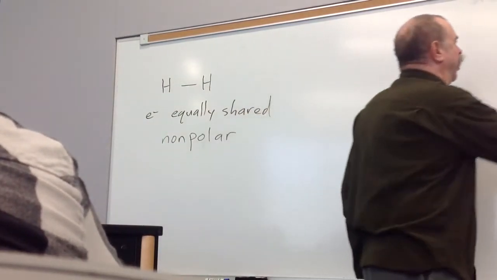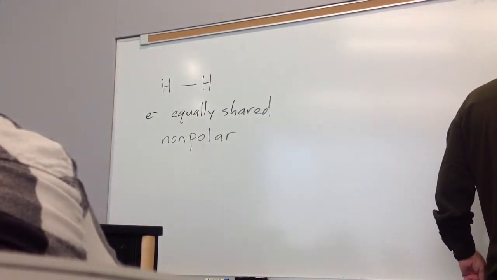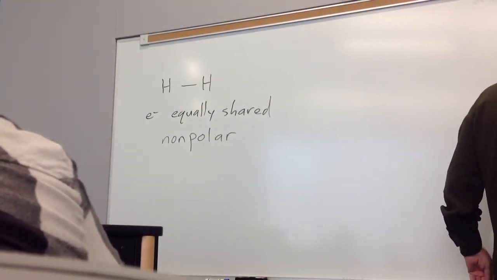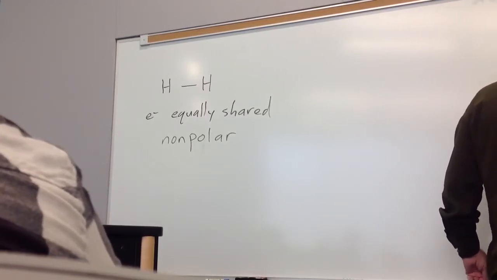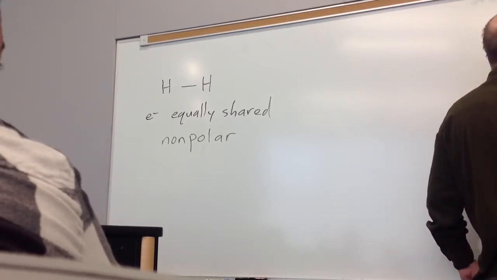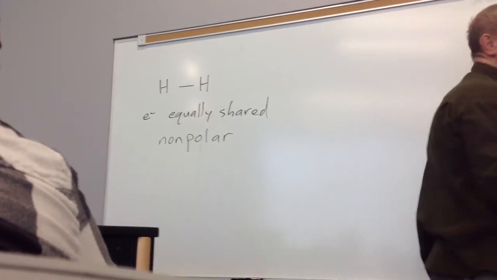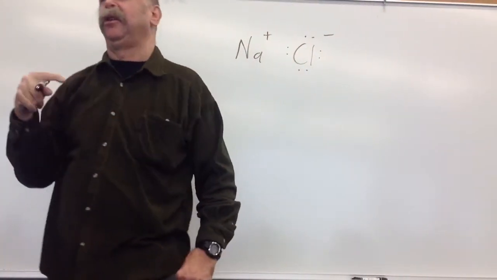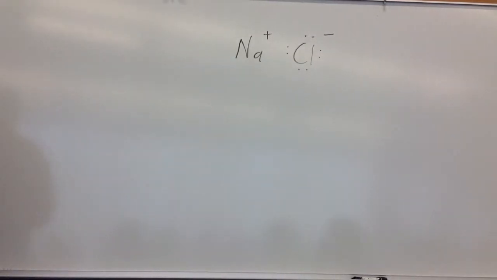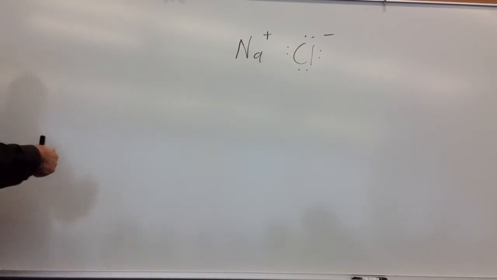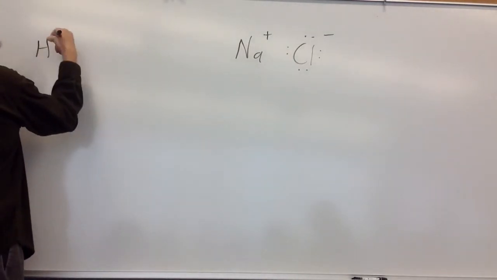If I was talking about an ionic bond, we don't have the electrons shared. There's been electron transfer. Got a -1 on the chlorine, +1 on the sodium. Is it possible to have something in between, completely equally shared, totally unequally shared? Some sharing, but not exactly equal sharing? That might be something like hydrogen chloride.